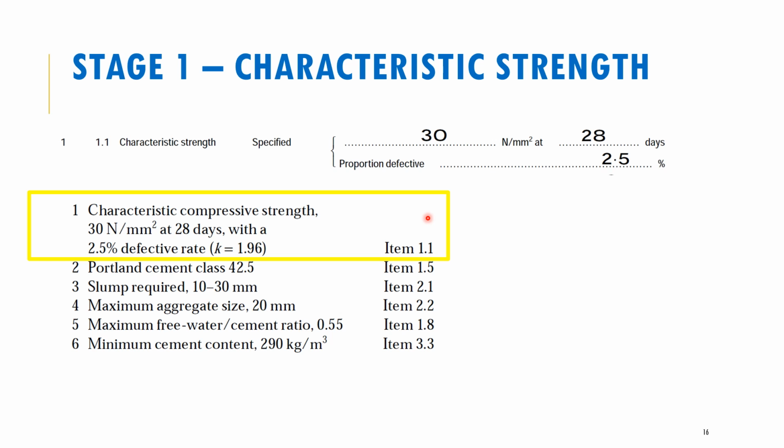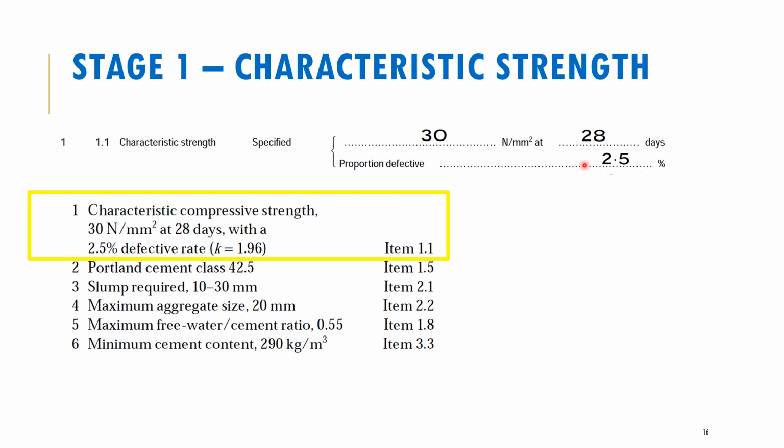Stage 1 starts with the characteristic strength. This is the strength that's desired by the client. So 1.1 in the form, you've got to fill out on this dotted line the strength that is desired, and we can just extract that directly from the information. I've listed the input information that you got from your client over here. So your 30 goes here. It's desired at 28 days, and then the defective rate that's mentioned by the client is 2.5%.